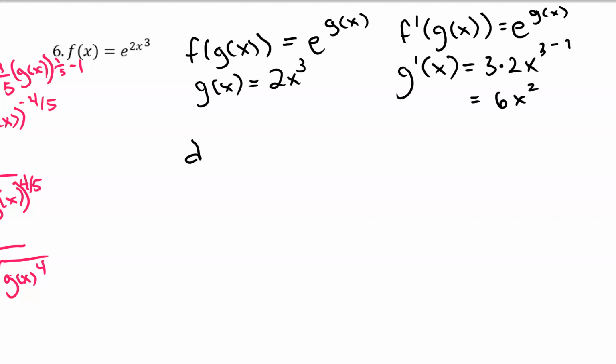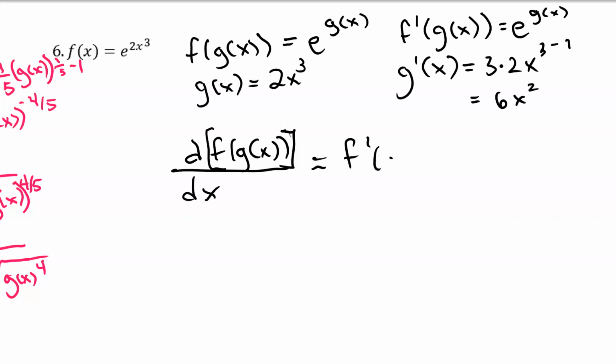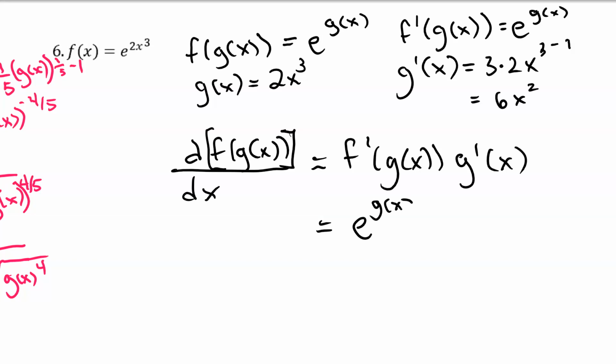Our overall derivative of the composite function, f of g of x, is equal to the derivative of the outside function with the inside staying the same, times the derivative of the inside function. So here we've got e to the g of x times 6x squared, or 6x squared e to the, what's g of x? 2x cubed.